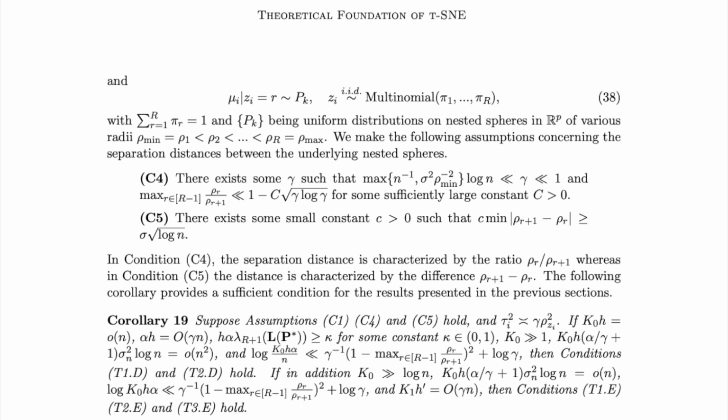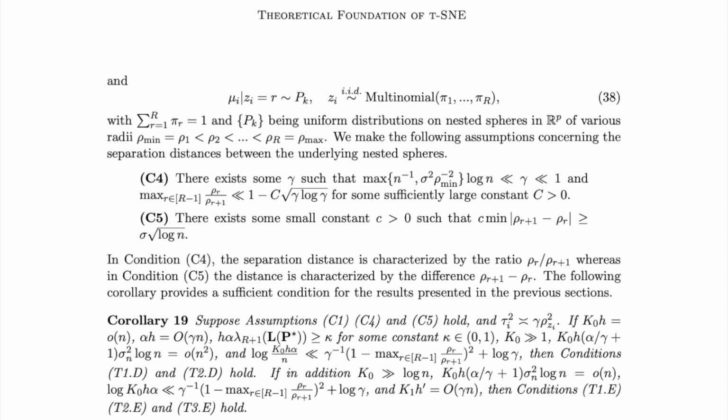We make the following assumptions concerning the separation distances between the underlying nested spheres. C4: there exists some γ such that the separation between consecutive radii ρ_r and ρ_{r+1} is at least 1 − c√(γ log n) for some sufficiently large constant c > 0. C5.